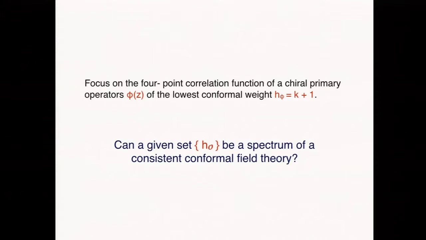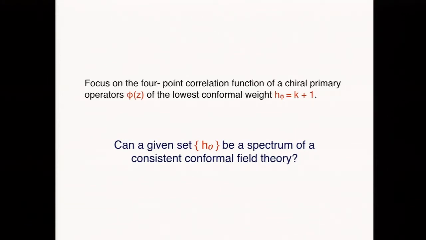So here we are focusing on the four-point correlation function of a chiral operator, phi, of the extremal conformal field theory, whose dimension is the lowest conformal weight above the vacuum, which is k plus 1. And then, as we said, the extremal conformal field theory has operator dimensions h that have to be all integers, and should be 0, and then k plus 1, and k plus 2, and so on. So we have this spectrum of operators. And then the question is whether this spectrum is the spectrum of a consistent conformal field theory. That's the question we want to address.